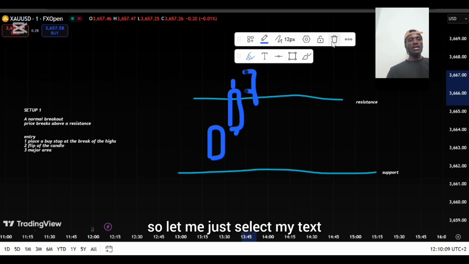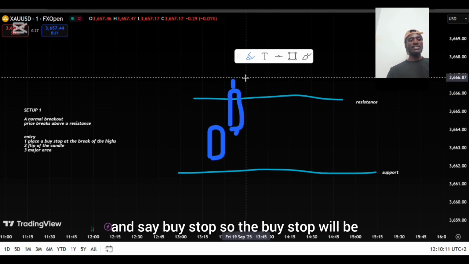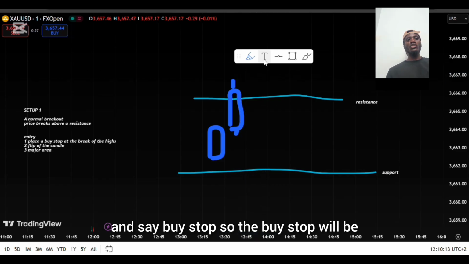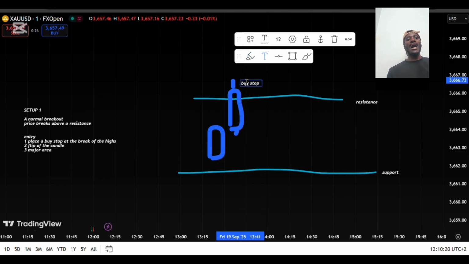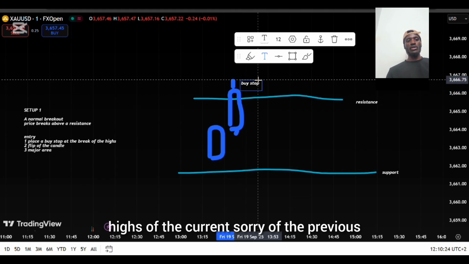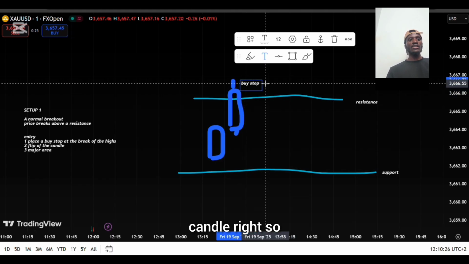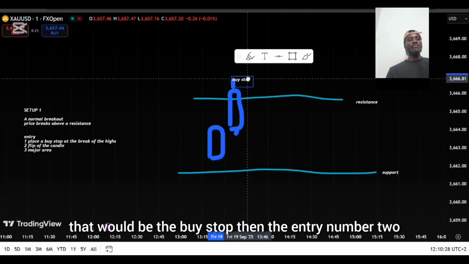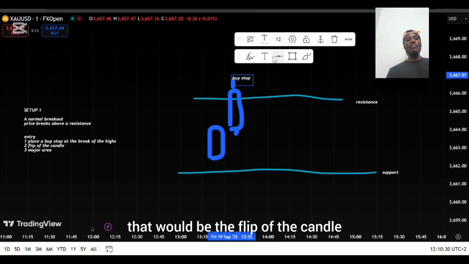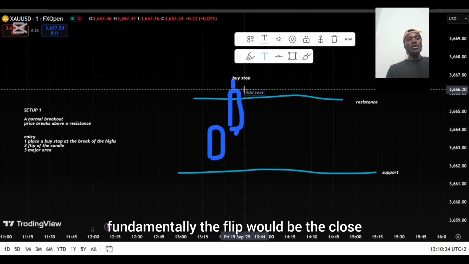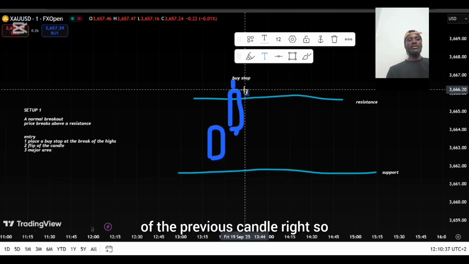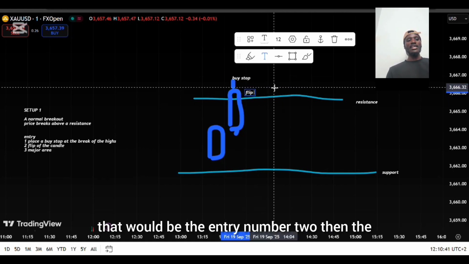So let me just select my text and say buy stop. So the buy stop will be right there at the break of the previous highs of the previous candle, right? So that will be the buy stop. Then the entry number 2, that will be the flip of the candle. Fundamentally, the flip will be the close of the previous candle, right? So that will be the entry number 2.